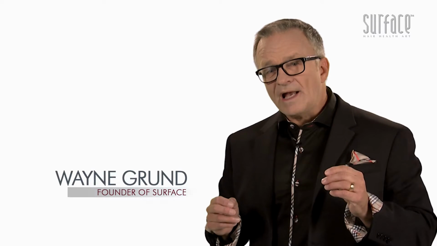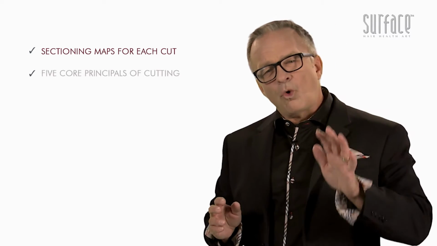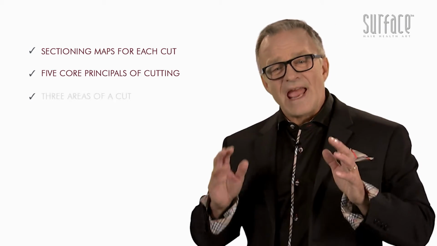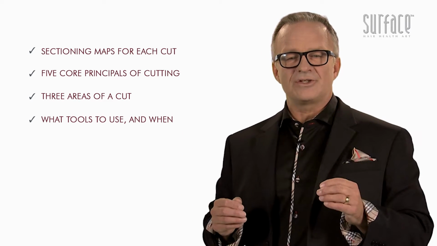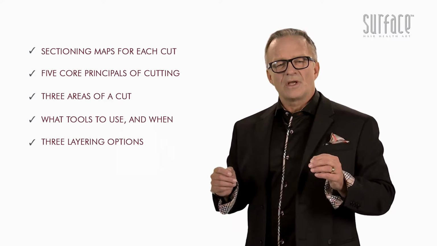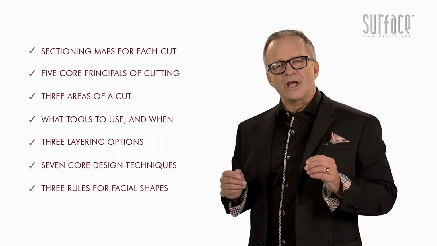The Surface Core Cutting system will provide you with the sectioning maps for each of the 5 core haircuts, 5 core principles of cutting, 3 areas of a haircut, what tool to use when, and the effect of each, 3 layering options, 7 core design techniques, and 3 rules for facial shape.